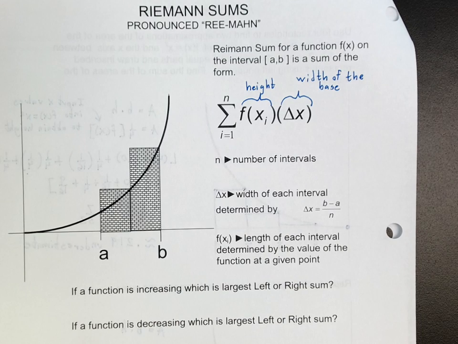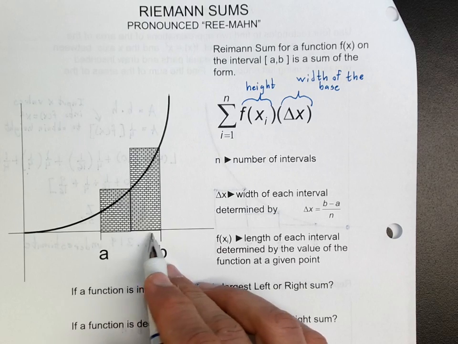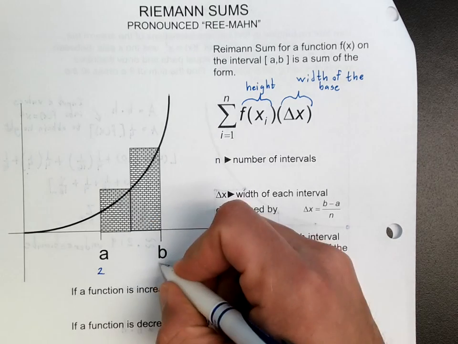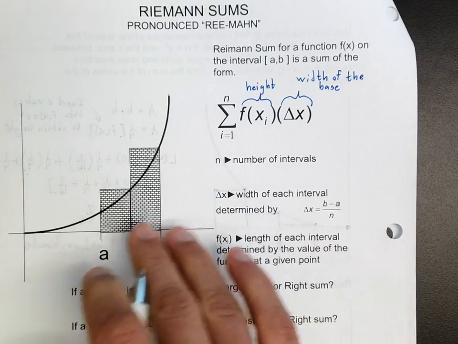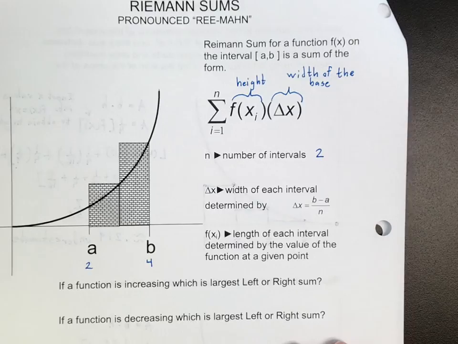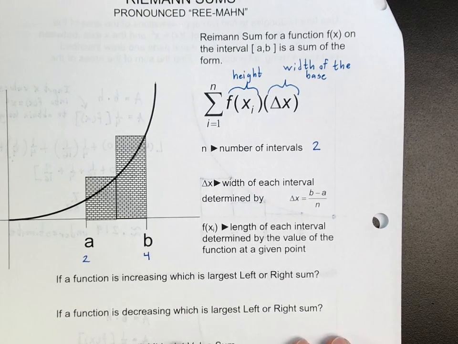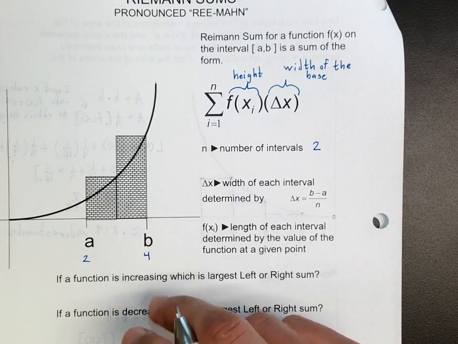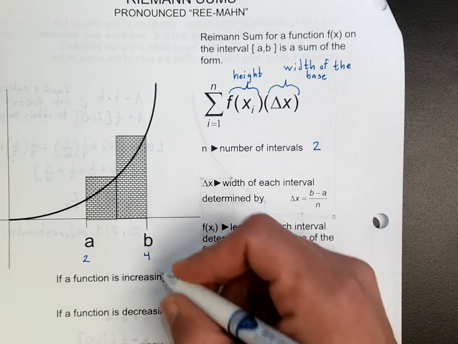Now the n stands for the number of intervals. So if I tell you, for example, in this one, if you look at it, we have two intervals. I don't know what you want to call this. Let's call this 2 and let's call this 4. Alright, so we have two intervals. So in this one, for example, n would be equal to 2. Now to find delta x, which you can kind of tell that it's going to be 1 here just by looking at it if this is 3.